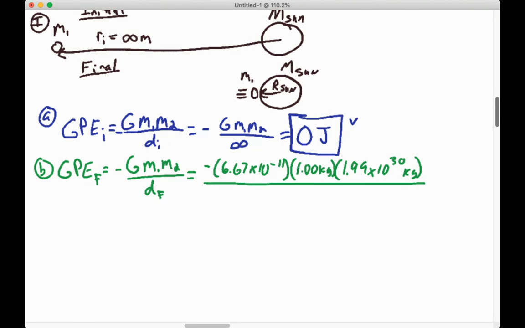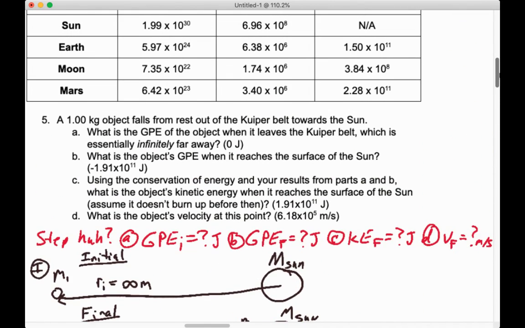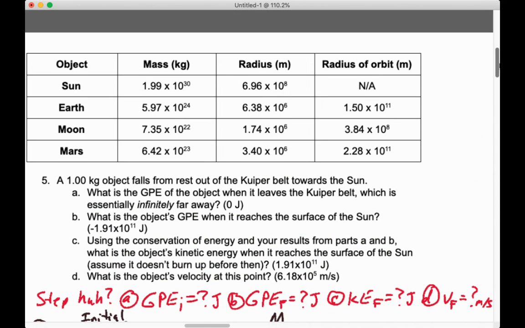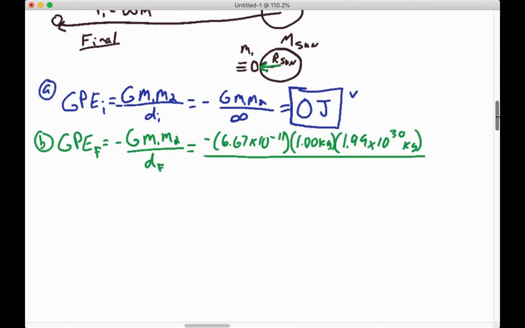Remember, the distance final is this distance right here. It's actually the radius of the sun. So let's head back up to the chart. The radius of the sun is 6.96 times 10 to the 8th meters. So here I've got to go with 6.96 times 10 to the 8th meters.